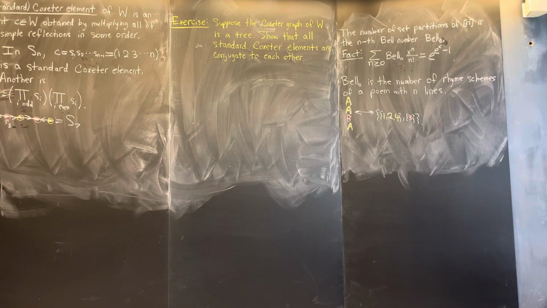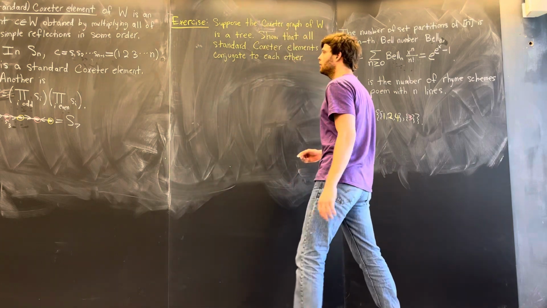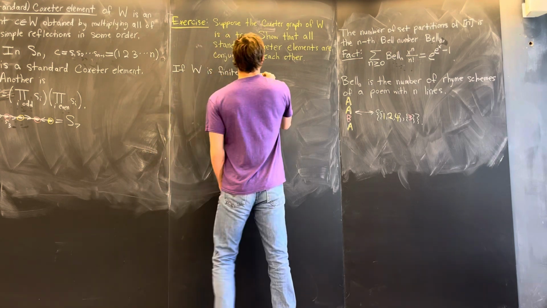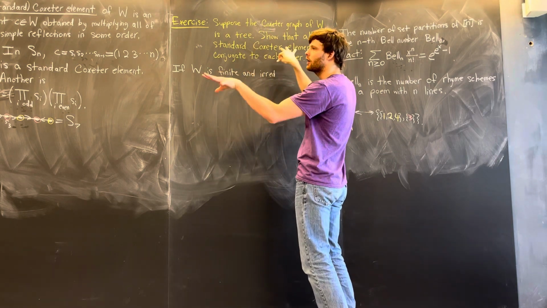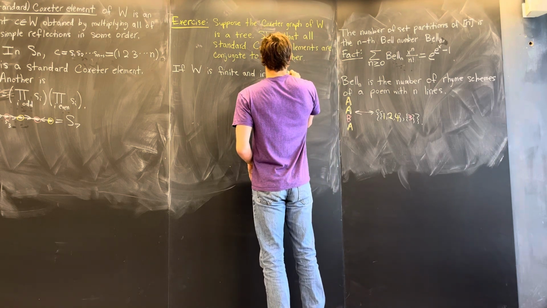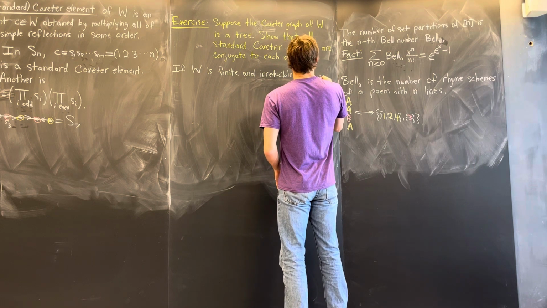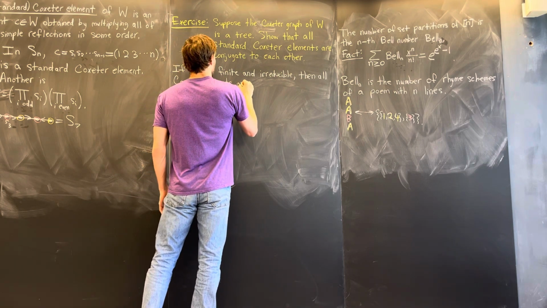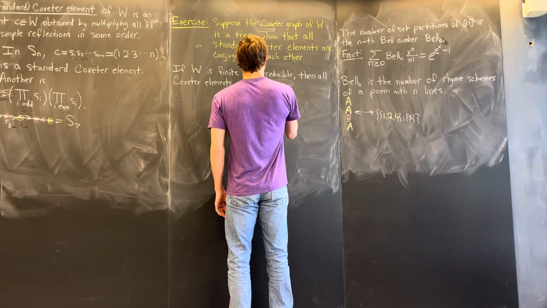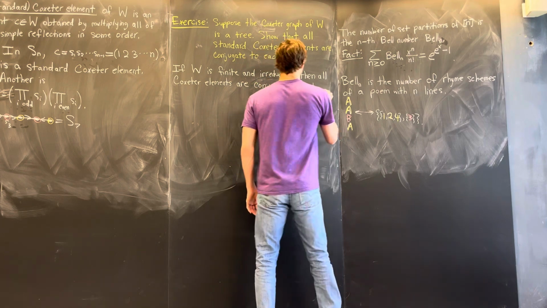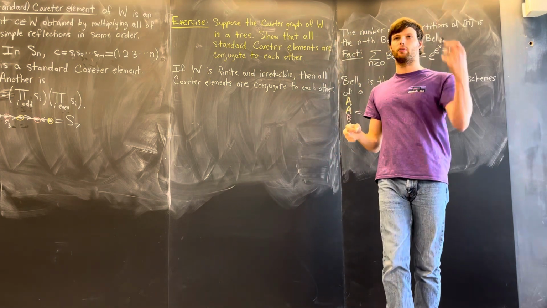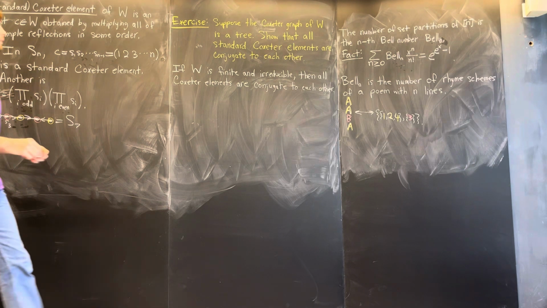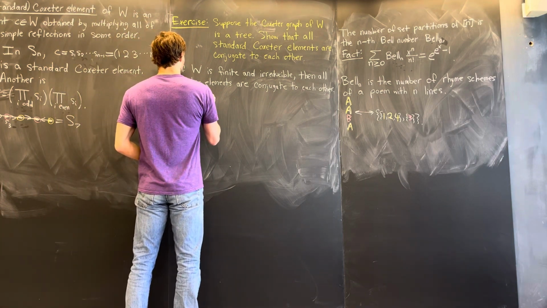So in particular, this is true if the Coxeter group is finite and irreducible. I guess this is true even if it's not irreducible, then you have a forest and it's still true, but let's just assume irreducible. Then all Coxeter elements are conjugate to each other. And so in particular, they all have the same order in the group, the group theoretic order, the minimum power such that the element to that power is the identity. So they all have the same order.